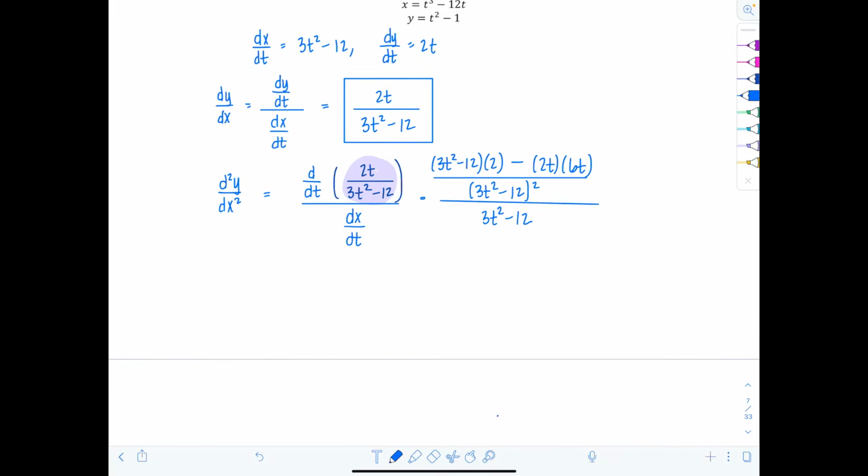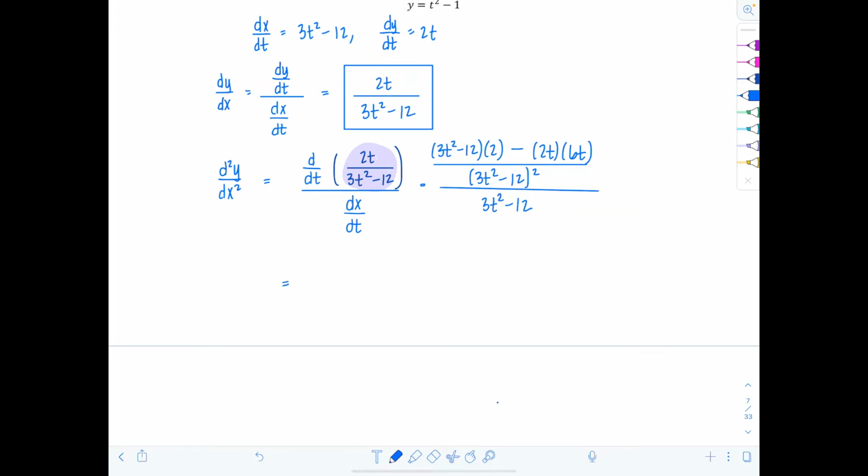All right, nice. Now let's simplify this a little bit more. So I'm going to distribute and clean up the numerator. We've got 6t squared minus 24 minus 12t squared. And then, watch this. Here's another 3t squared minus 12, and I've got 2 of them there. So I'm just going to write this as 3t squared minus 12 cubed. All right?